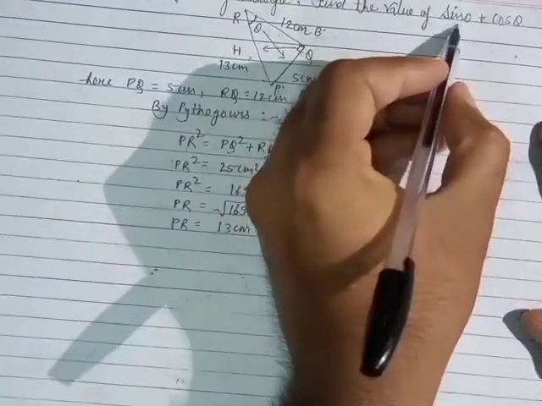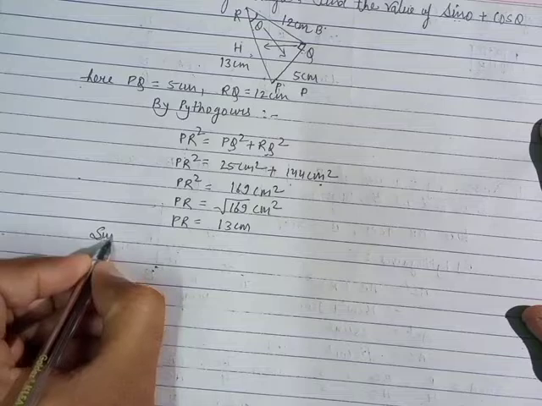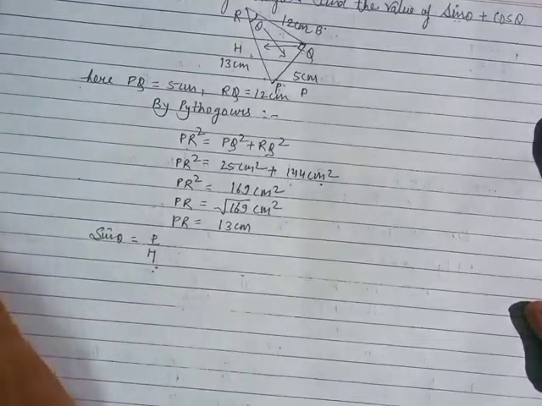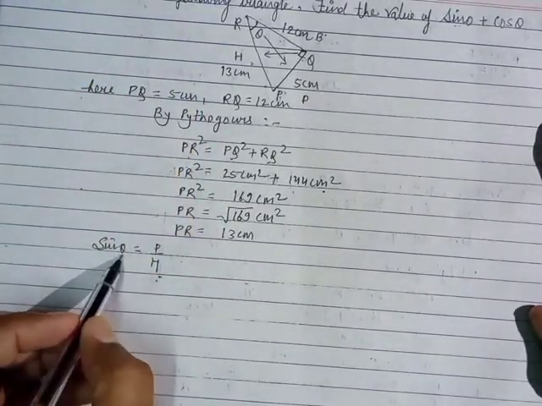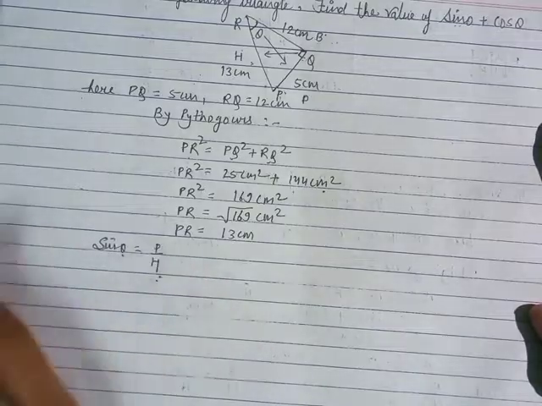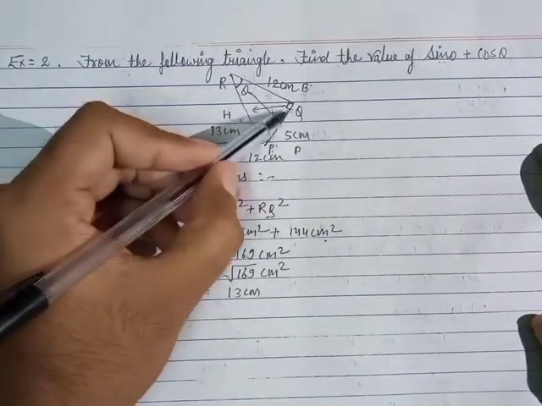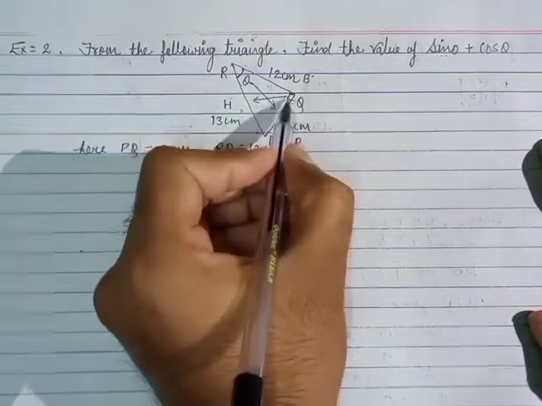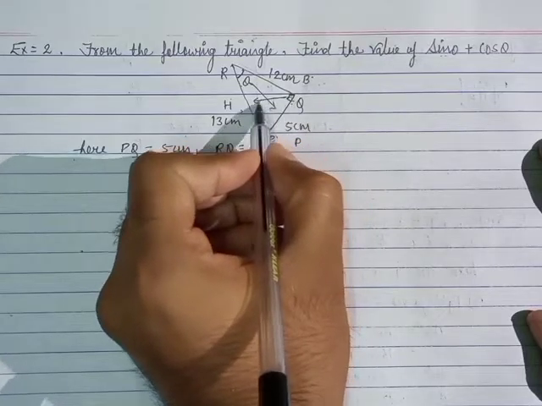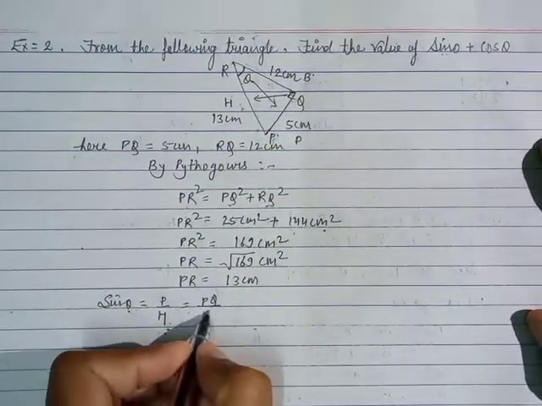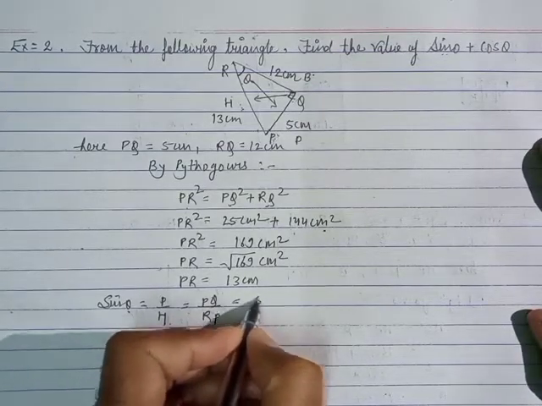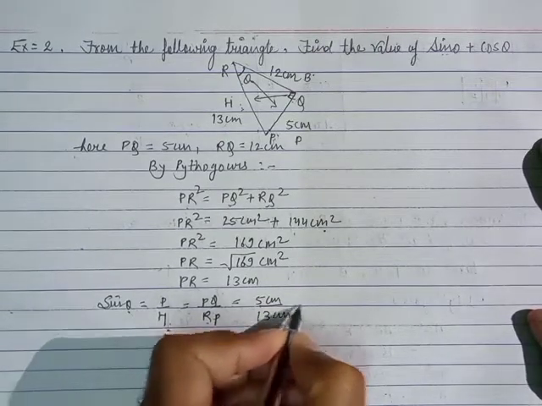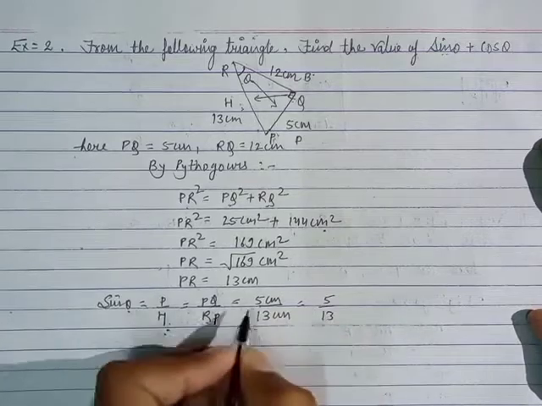Now we will find the value of sin theta. As you know that sin theta will be perpendicular upon hypotenuse, and remember that at that time we decide according to the theta what will be the perpendicular here. So according to theta perpendicular will be PQ. So we can write here PQ, and hypotenuse we will decide according to the 90 degree. Opposite side of 90 degree is called the hypotenuse. That means RP. So value of PQ here 5 centimeter and RP value here 13 centimeter. Then the ratio will be 5 upon 13.